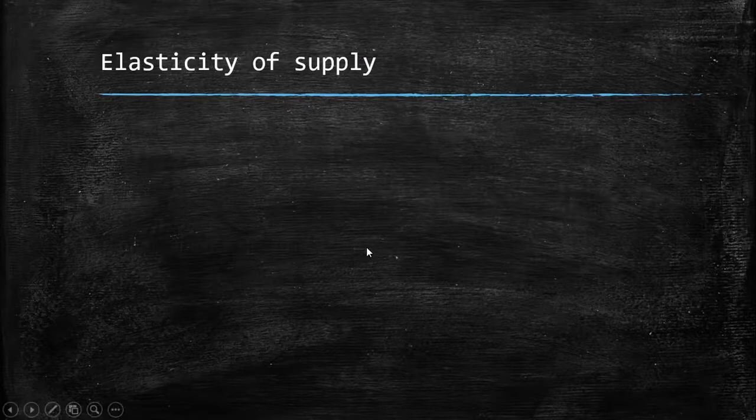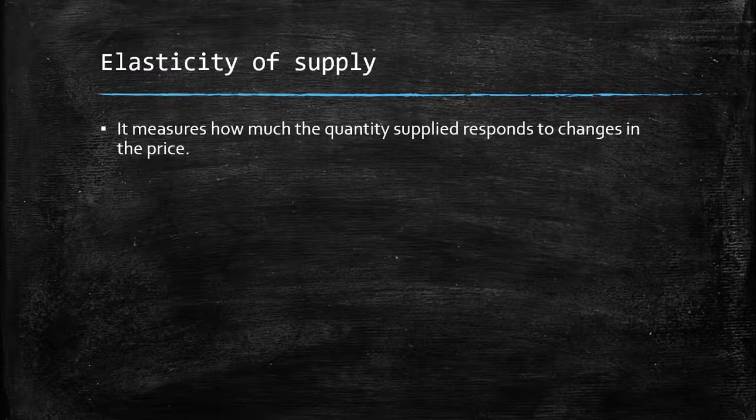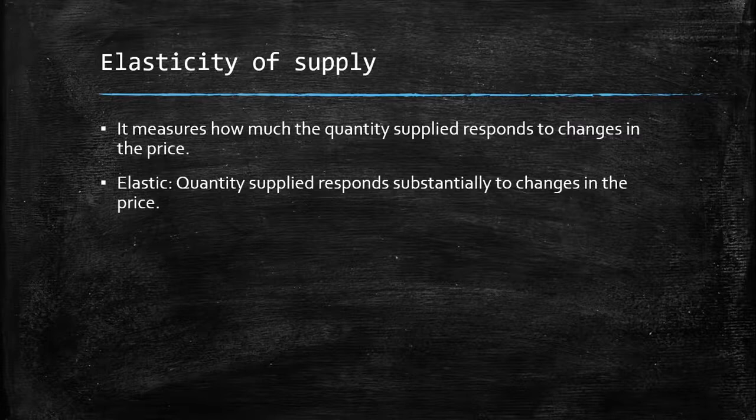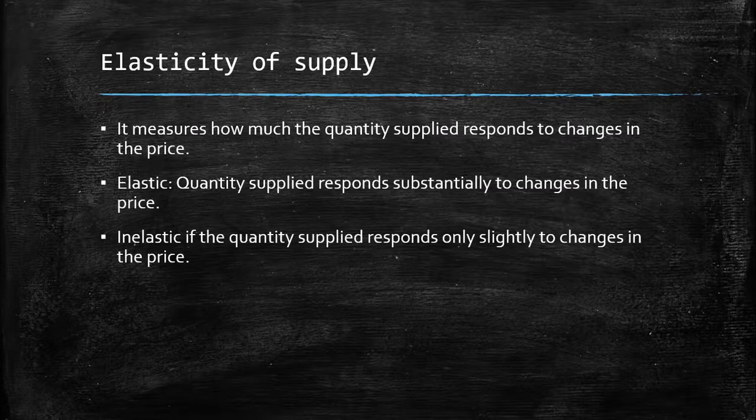Now after talking about the demand, we go to the supply, which works basically the same. The elasticity of supply measures how much the quantity supplied responds to changes in the price. We say that supply is elastic when the quantity supplied responds substantially to changes in the price. It means that the quantities change by more than the proportion that the price changes.